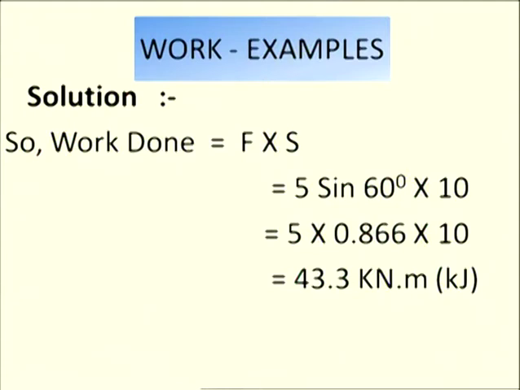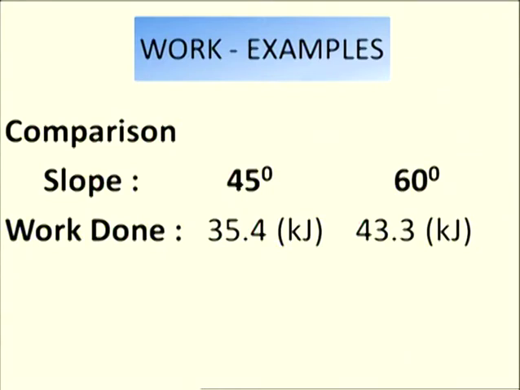Now one interesting comparison. If the slope is 45 degrees, for the same wooden block the work done was 35.4 kilojoule, and similarly when the same wooden block was pulled up the 60 degree slope, the work done is 43.3 kilojoule. So we also experience that the steeper the slope, the more work done we require.